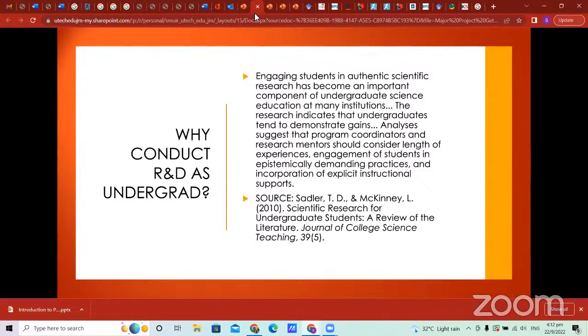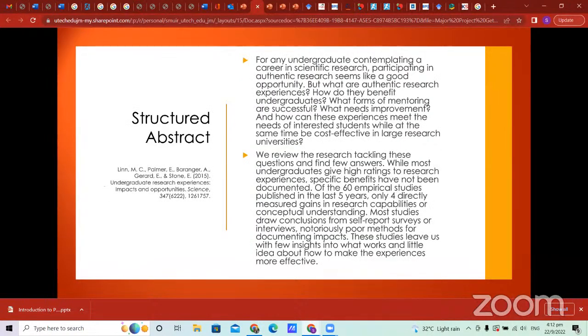Now, the reason why we're having trainings like this is to make sure that everybody knows what is required. What I've found is that the more of these trainings we have, the more people are clear as to what's expected. So we're trying to work on what this says. And then here's another paper. This was published in 2015 by Lin et al., called Undergraduate Research Experiences, Impacts and Opportunities, published in Science.